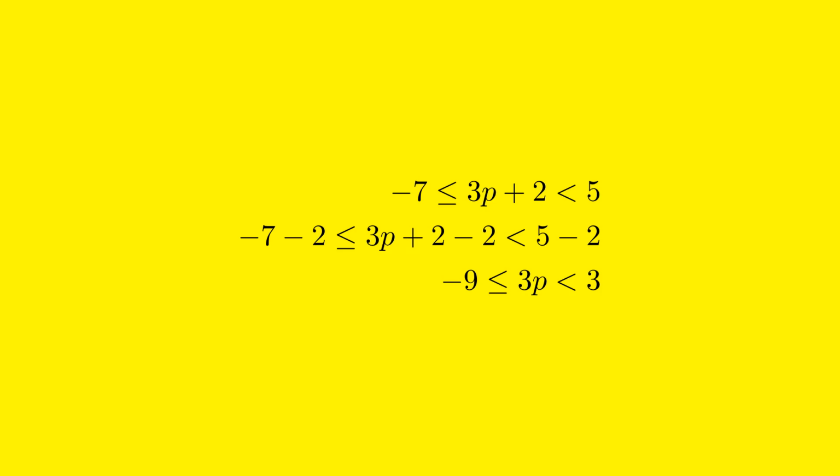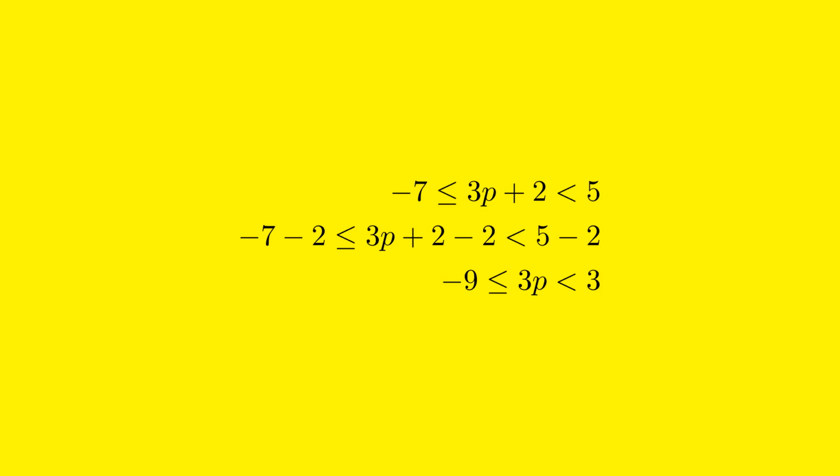When we subtract 2 from -7, 3p plus 2, and 5, we have the following transformation. -7 minus 2 is less than or equal to 3p plus 2 minus 2, which is less than 5 minus 2. Simplifying yields, -9 is less than or equal to 3p, which is less than 3.